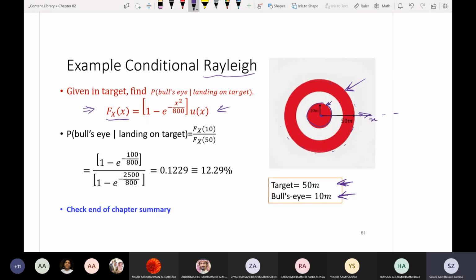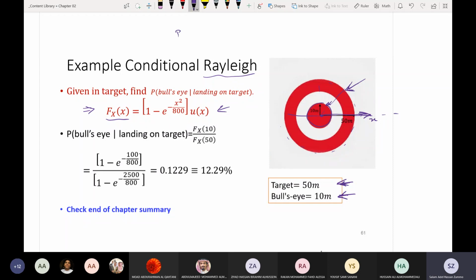Let me repeat what this CDF means. It gives you the probability that if you shoot, you land anywhere on the x-axis from 0. Of course, it goes all the way, in all directions.